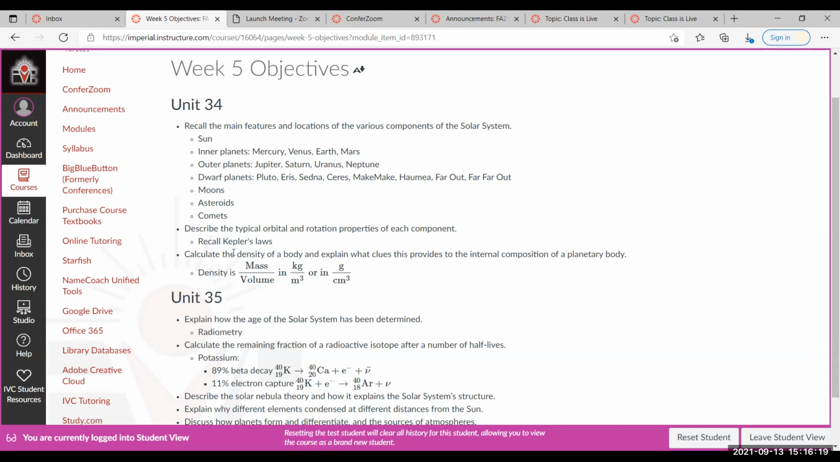These are the objects in the solar system. The paths follow Kepler's laws, and the density plays a critical role in here. When you look at an object and look at its density, it tells you where it was formed.